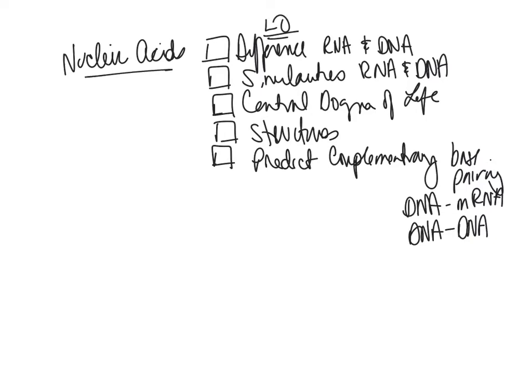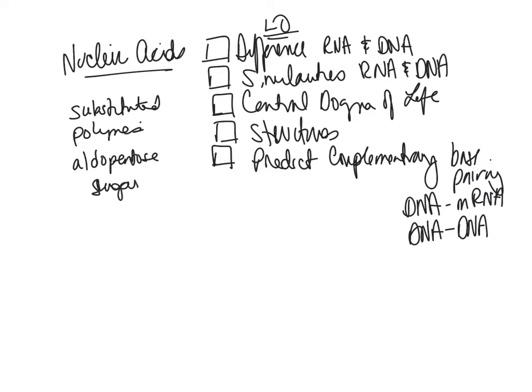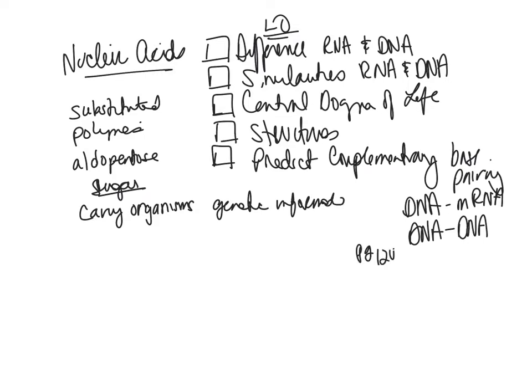So what are nucleic acids? They're substituted polymers, biopolymers, and they have an aldo pentose sugar, and they carry the organism's genetic information. This is page 1242 to 1249 in your textbook.